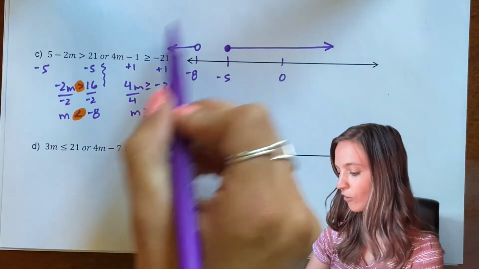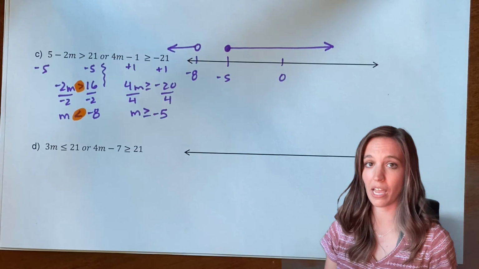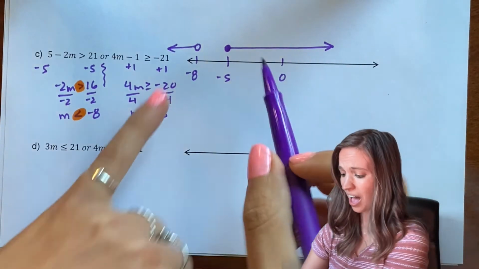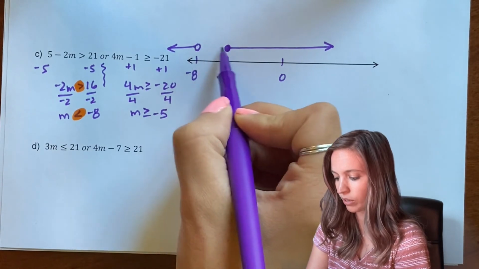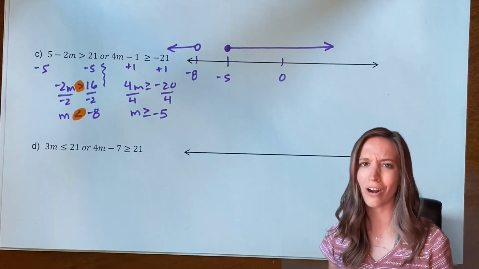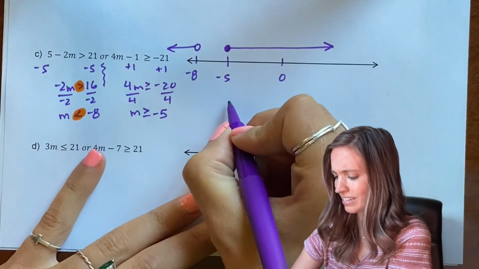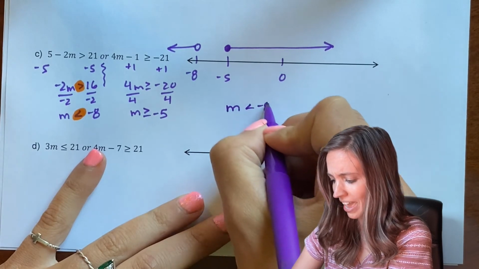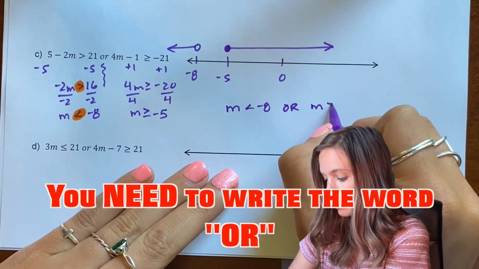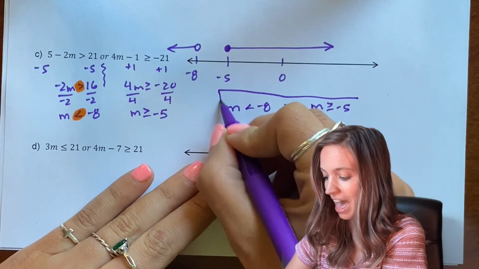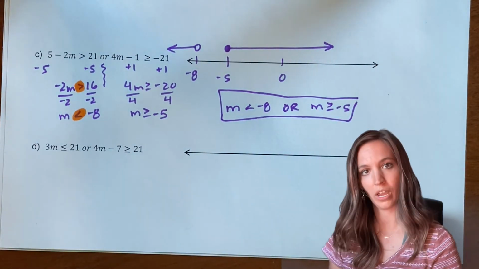So if this is my graphed solution set, I want to make sure I say my answer algebraically correctly. Since my answer isn't trapped in between, if there's no natural way to trap my variable in between these two things, we're not going to try to write our solution as a linked inequality. Instead, we're going to say m is less than -8, or we're physically going to write the word or, m is greater than or equal to -5. That would be my official algebraic solution.